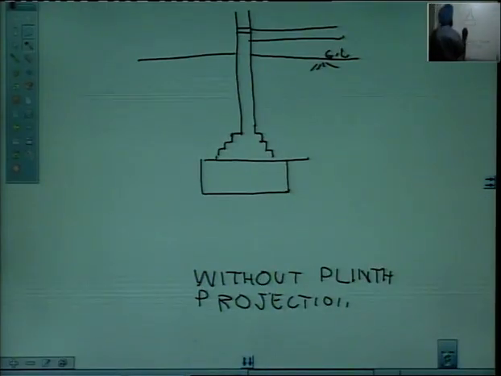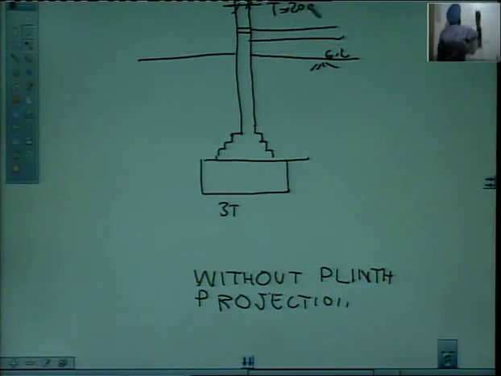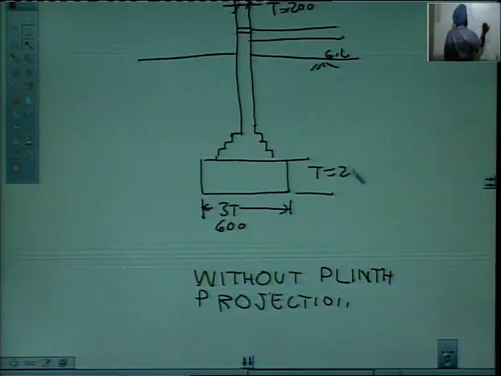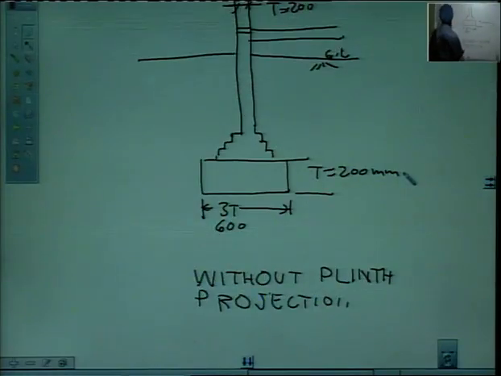So, 3T. That is, if this is thickness, let us say this thickness T is 200, then you keep this block width as 3 times T, 600, and this depth as T equal to 200. So, this way you can have a foundation without plinth projection.